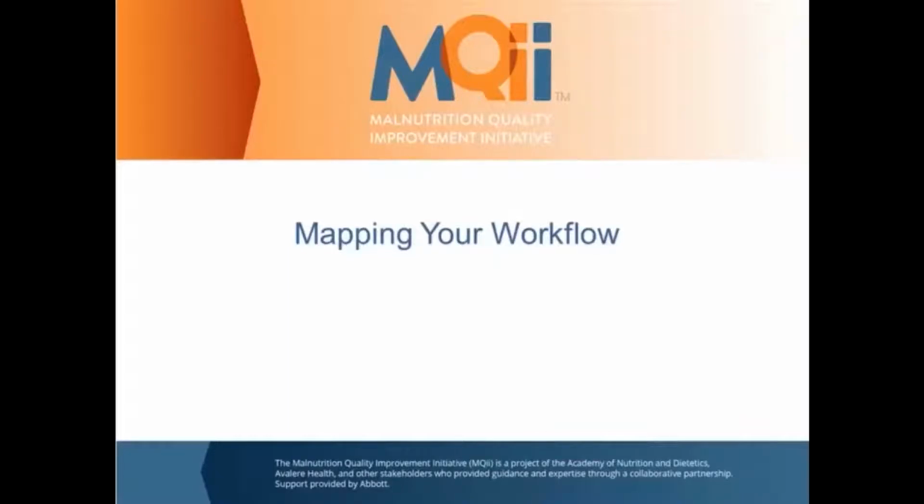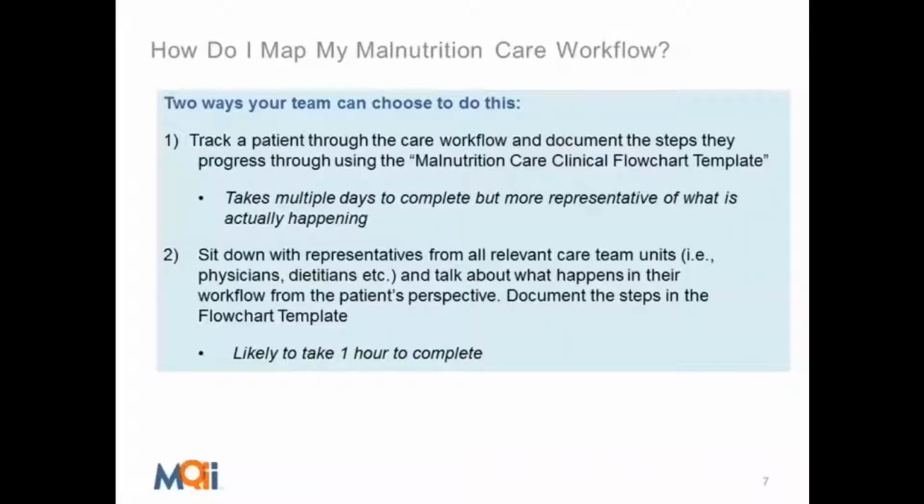So let's talk a little bit about the process of mapping your workflow. There are two ways that your team can choose to do this. First, you can track a patient through the care workflow and document those steps using the malnutrition care clinical flowchart template, which I'll show you on the next page. This may take multiple days to complete. You are following a patient in real time who's in the hospital and tracking that process, but it is representative of what is actually happening.